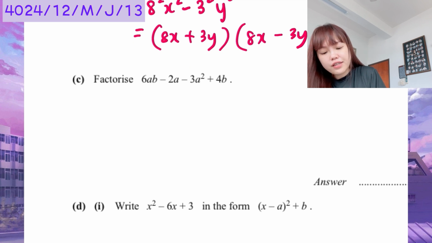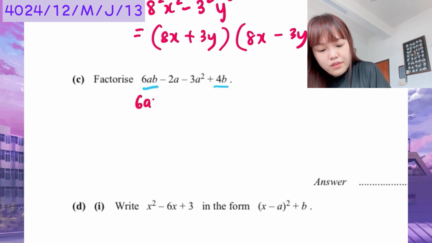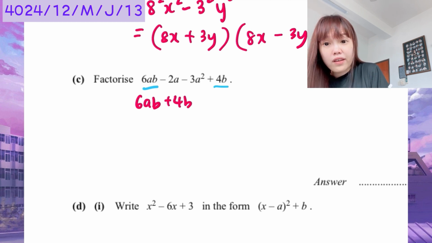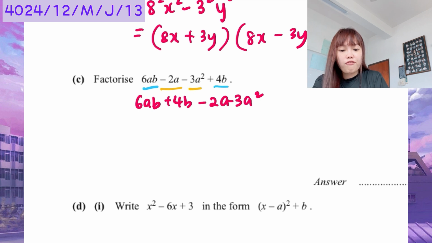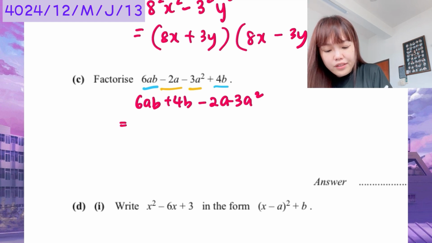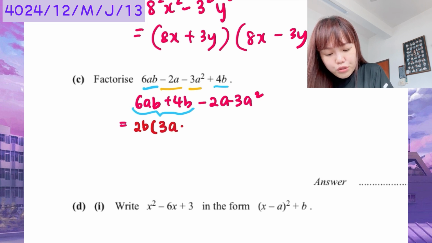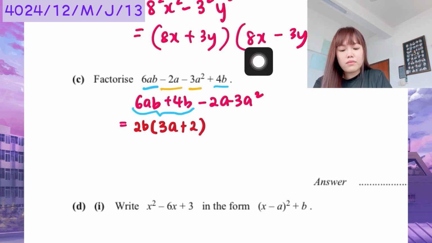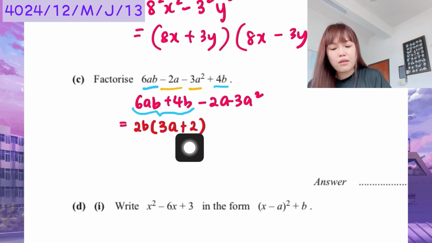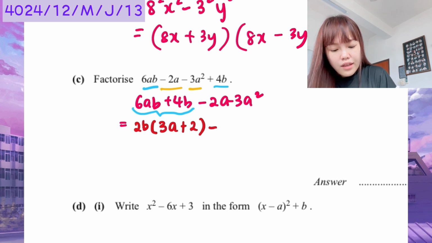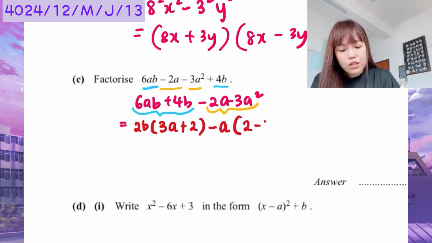And then part C, okay, to factorize this, I need to arrange first. 6ab plus 4b, because the b together, right? I put them together. Then this one is minus 2a minus 3a squared. This one I put them together since they have a. So my next step is I factorize. Okay, this one I factorize 2b become 3a plus 2. Okay, because you see when you times back 2b times 3a is 6ab, 2b times 2 is 4b. And this one I factorize, what do you think you can factorize out? I factorize negative 2, negative a, because they both have the same common a. So this one left 2 minus 3 become plus. Why? Because you take out the negative here, become plus.